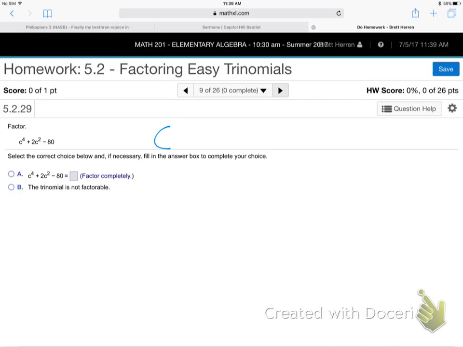So let's try c to the 4th plus 2c squared minus 80. Try that one. There's just a small trick on that one. There's nothing in common, by the way, is there? They don't all have a c. The 80 doesn't have a c. There's no number they all have. So nothing in common, so skip the one big parenthesis, go right to the 2. Are you with me on that?